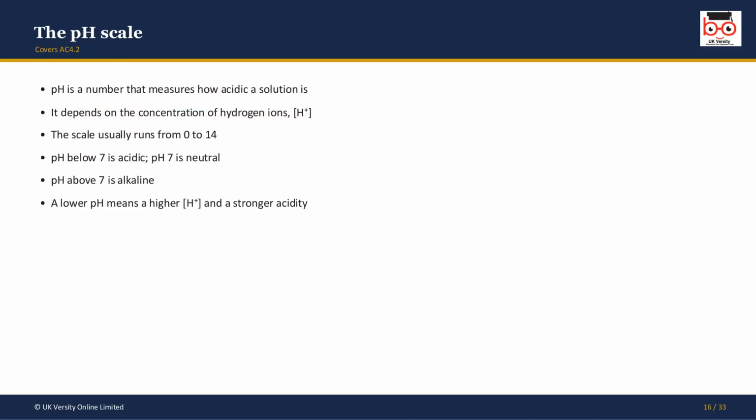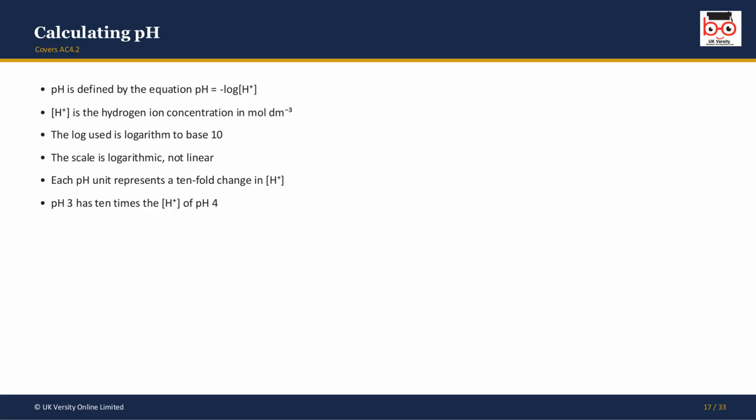Let's meet the pH scale. pH is a number that measures how acidic a solution is, and it depends on the concentration of hydrogen ions. The scale usually runs from 0 to 14: below 7 is acidic, exactly 7 is neutral, and above 7 is alkaline. The key relationship to hold on to is that a lower pH means a higher hydrogen ion concentration, and so a stronger acidity. To calculate it, pH is defined by the equation pH equals minus log of the hydrogen ion concentration, where that concentration is in moles per cubic decimeter and the log is to base 10.